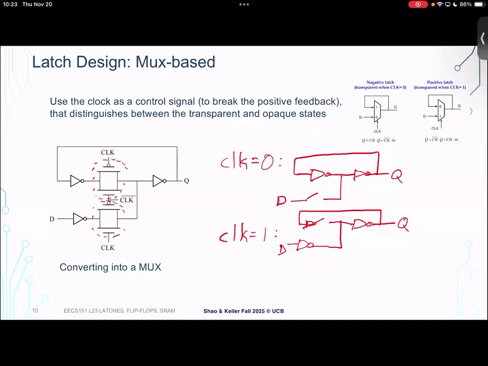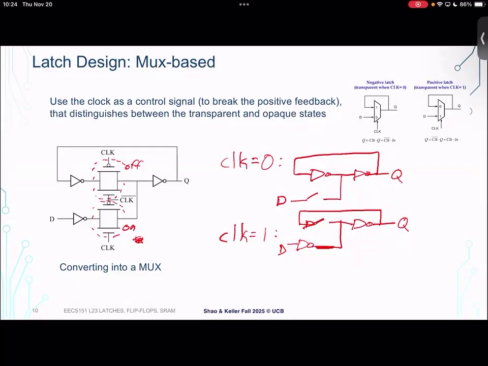Right. So when clock equals 1, we are turning on the NMOS and clock bar is being put into the PMOS. So we're turning on this gate and we're turning off this gate, or this switch. So this is closed and this is open.